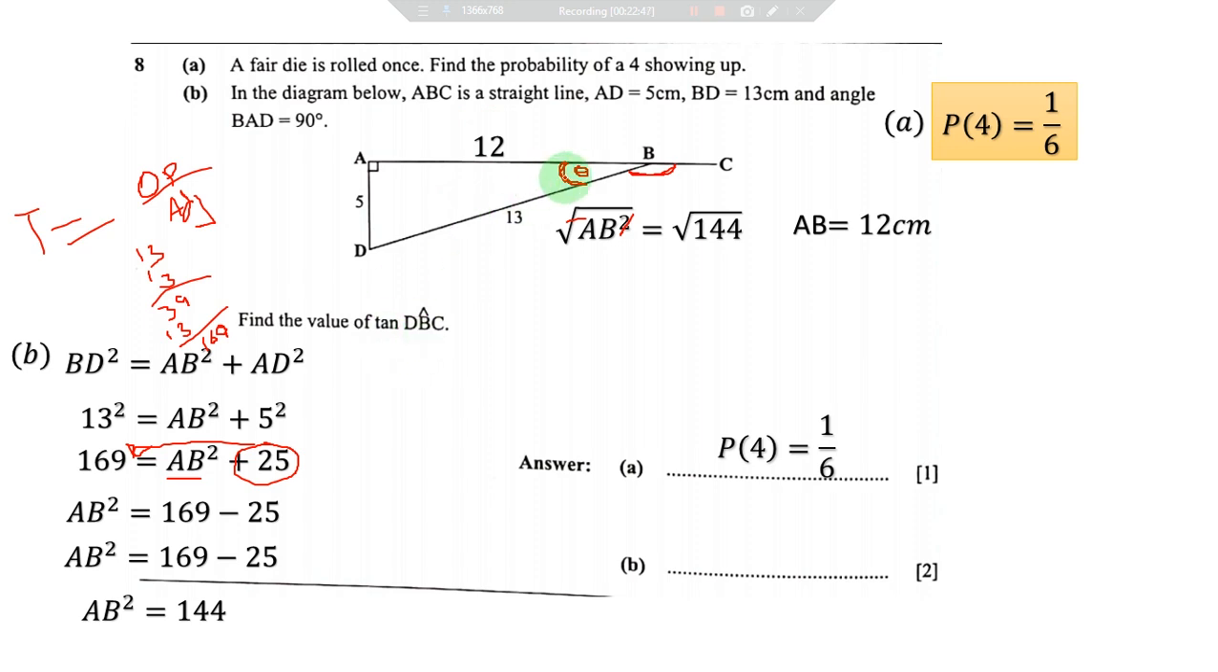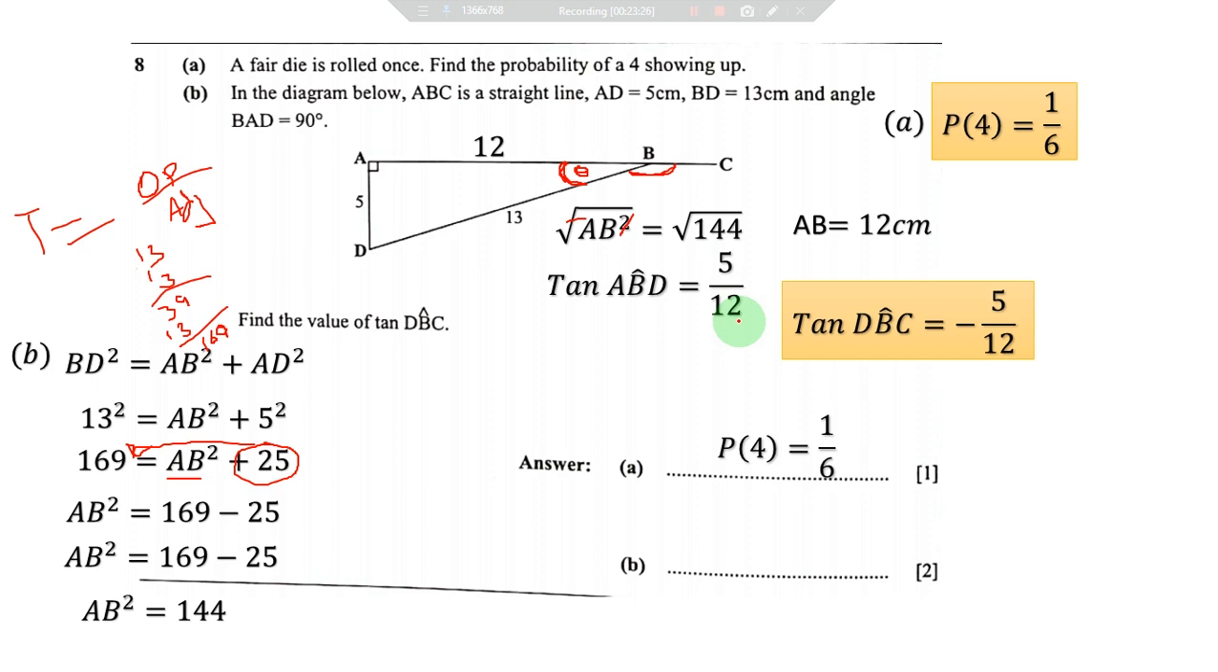We can go ahead and find the tan of this angle which is inside here. So tan ABD, the angle which is inside, is 5 over 12: opposite over adjacent, opposite is 5, adjacent is 12. Then tan DBC is the opposite in terms of sign of the angle we just found. For us to get the one which is outside, we just introduce a negative on the 5 over 12. So the final answer is tan DBC is equal to negative 5 over 12.